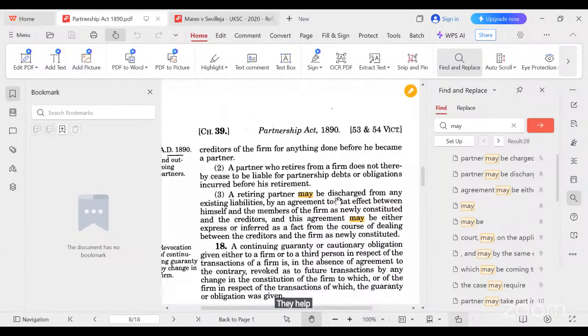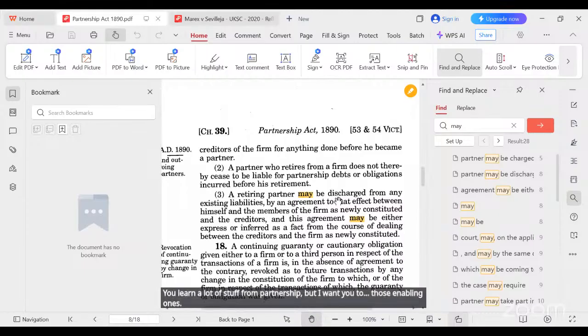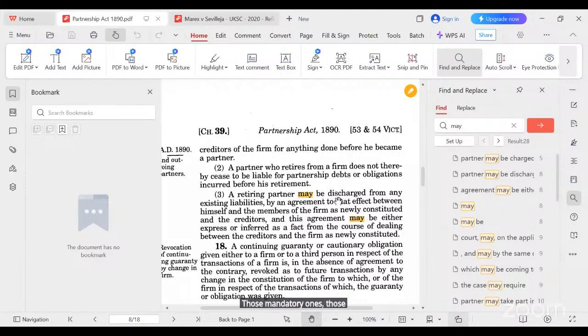They are the things that you will tell your lawyer: look, you learn a lot of stuff on partnership law, but I want you to bring out those enabling ones, those mandatory ones, because I know they have implications, so help.